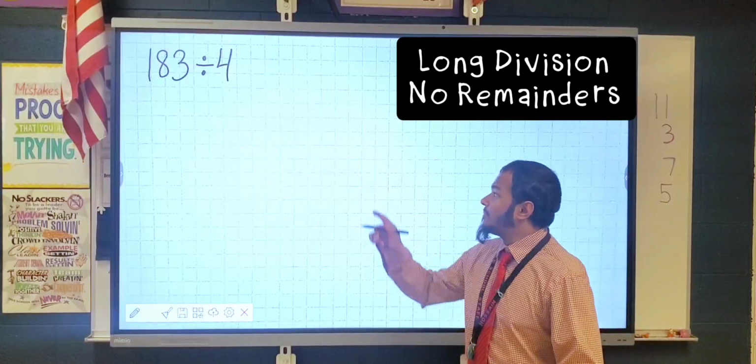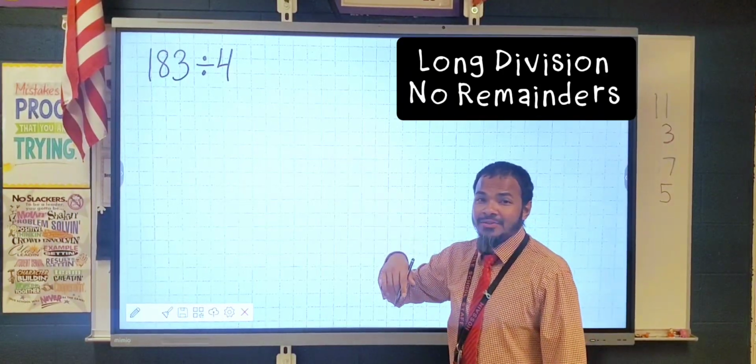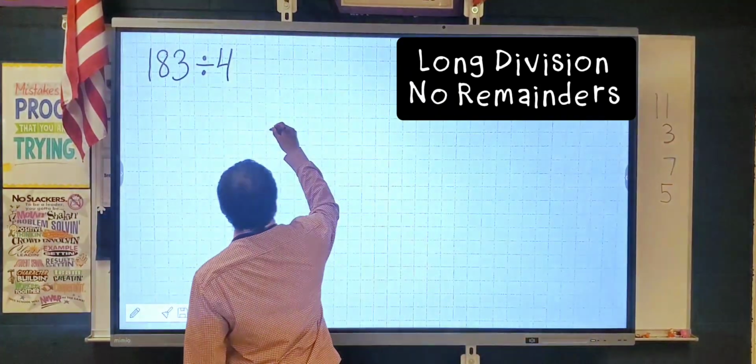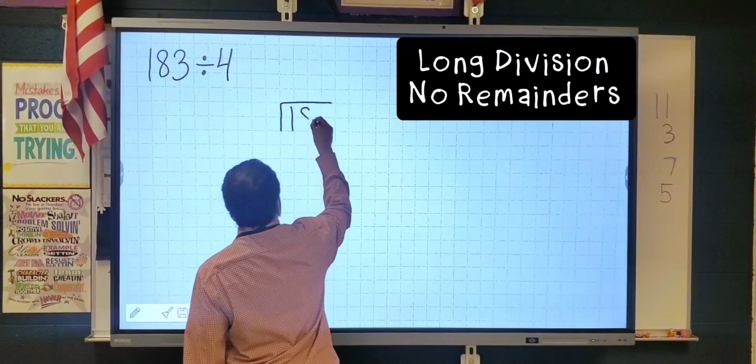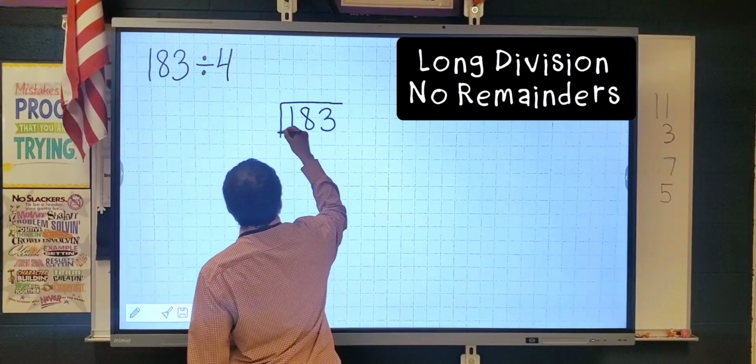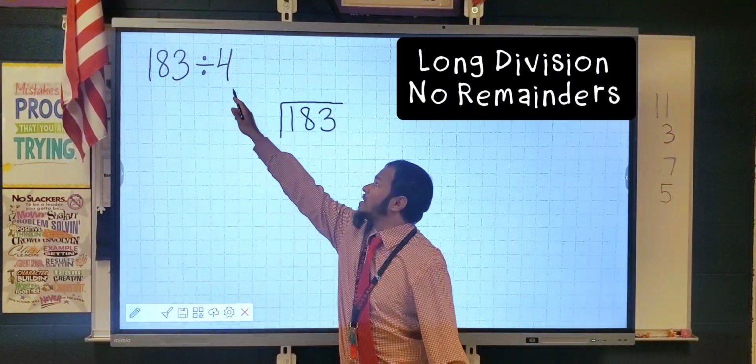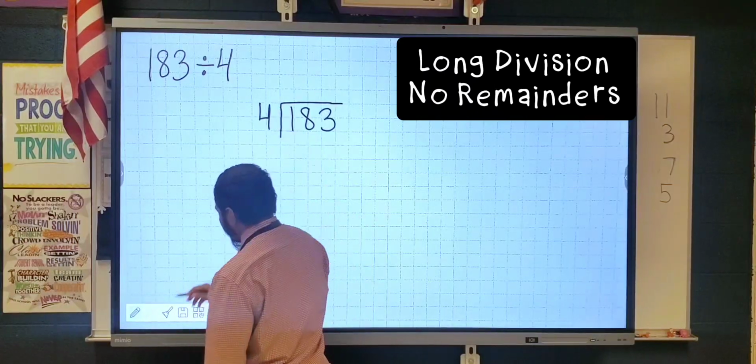Okay, so let's set this one up. The first number is 183, and the first number goes on the inside. So 183 goes on the inside. My second number is 4, so 4 goes on the outside.